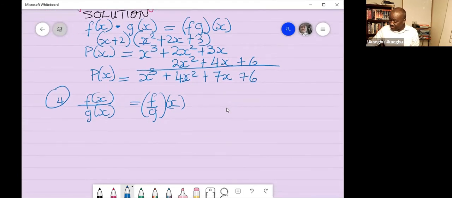And then when you write it this way, you have to put a condition that g of x cannot be equal to 0. Because if the denominator is equal to 0, then that becomes undefined.